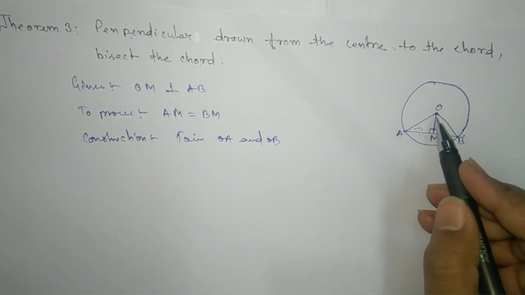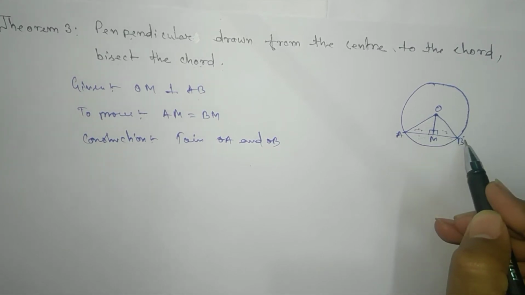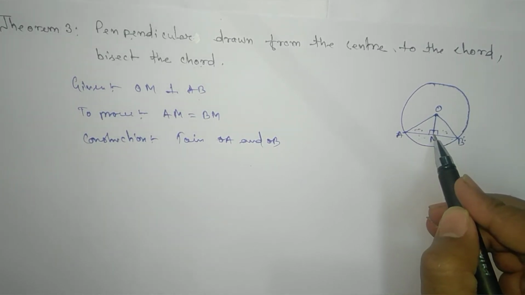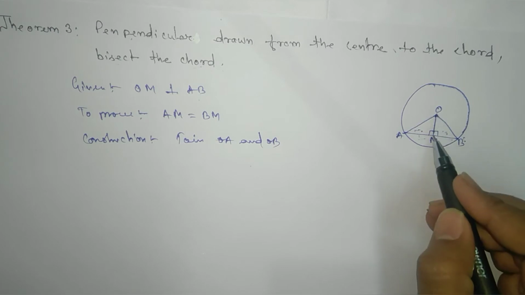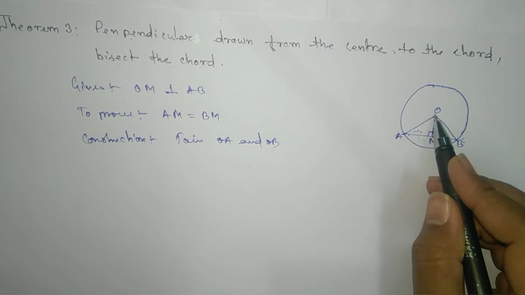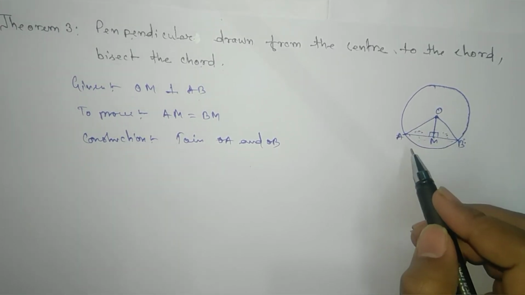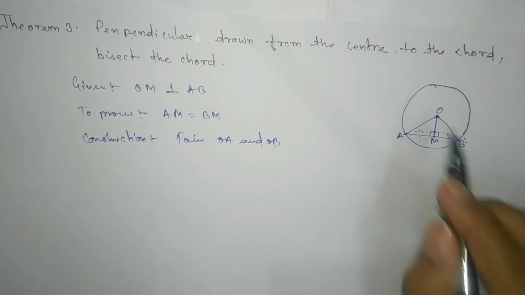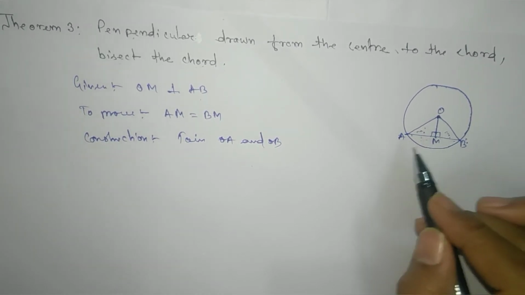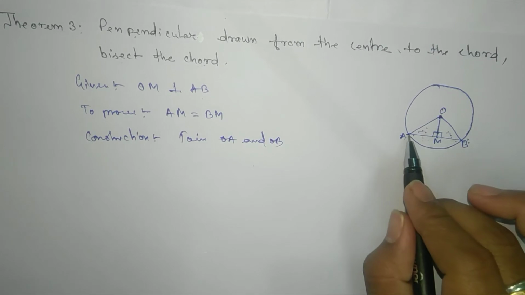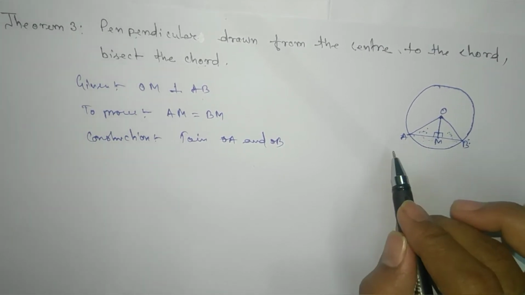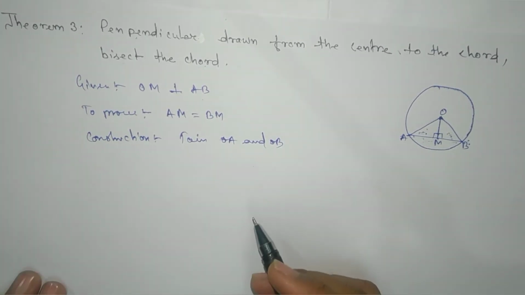So you can see here OA equals OB, the radius of a circle, OM is common, and angle OMA equals angle OMB, each 90 degrees. By the RHS congruency rule, we can say that these two triangles are congruent, and then by CPCT we can say that AM equals BM. So here we're going to write the presentation.